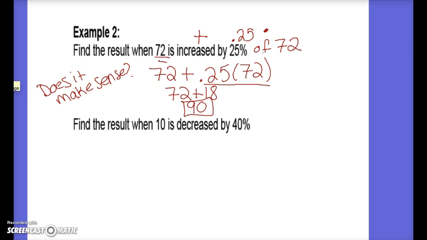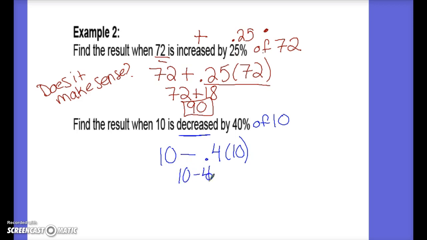Find the result when 10 is decreased. So 10 is getting smaller, so subtract by 40% of 10 this time. So I would say 10 minus 0.4 times 10. So I define my 40%. 40% times 10 is going to be 4. So you get 10 minus 4 is 6.